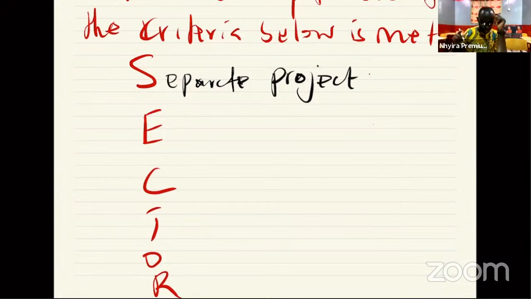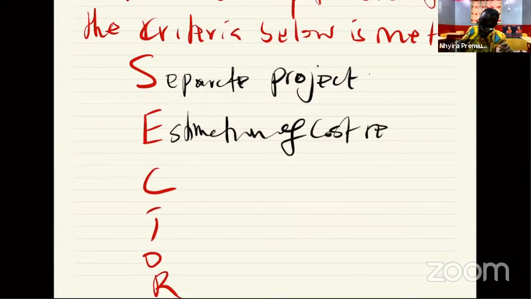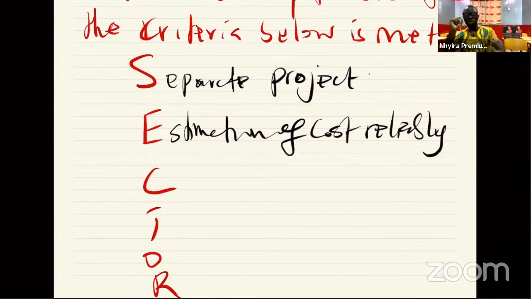2, that the cost incurred can reliably be measured. So estimation of cost reliably. The development cost that we are going to be incurring in the development of the product, or the improvement of the existing product, should be reliably estimated or reliably measured. But not only that, the fact that it is a separate project, the fact that the cost can be measured reliably, doesn't mean we can sell it.